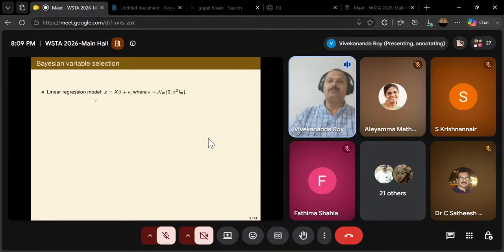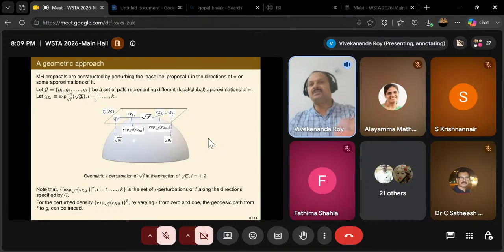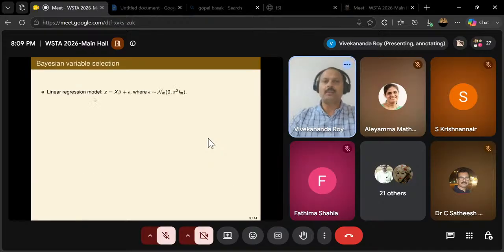So basically, this gives me the proposal density Q for constructing my Metropolis algorithm. So I'll now move to the example of Bayesian variable selection.